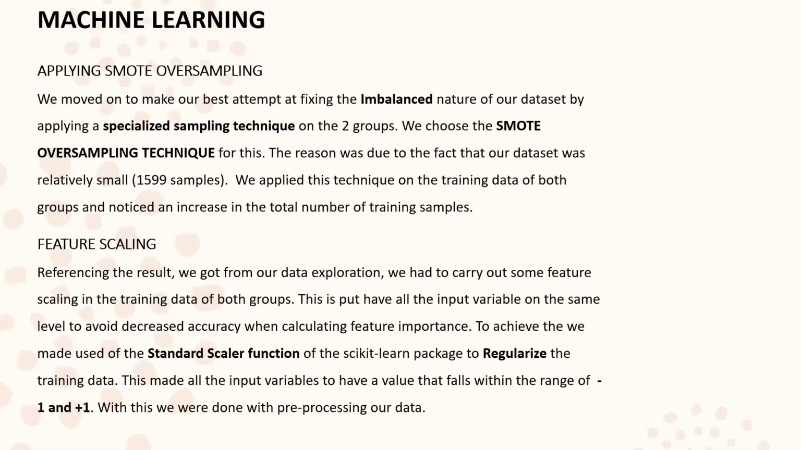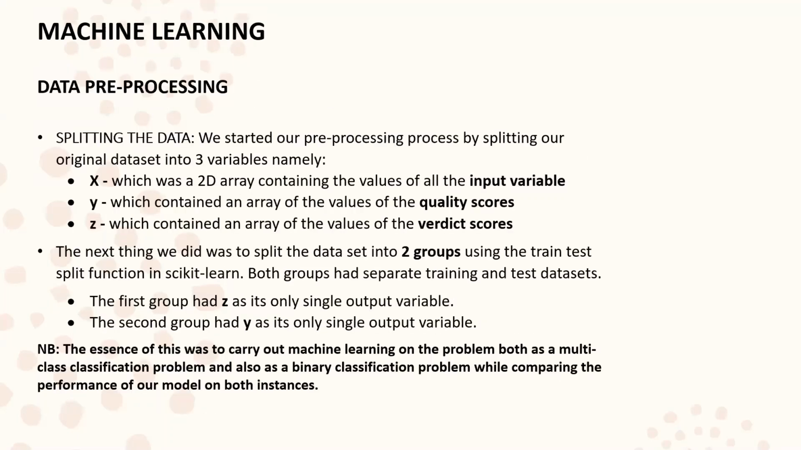We used the train test split function to split the data sets into two groups. The first group, like I mentioned, had X and Y as the input and output variables, while the second one had X and Z as the input and output variables.